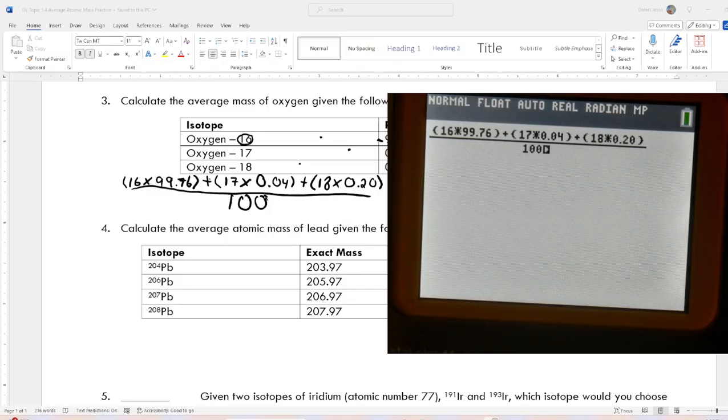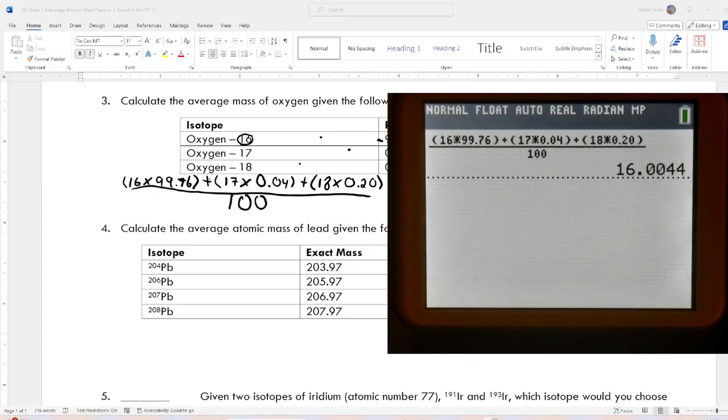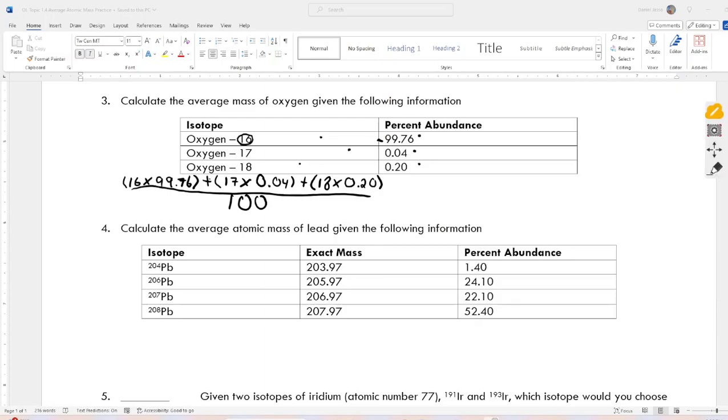We're going to get 16.0044. So our answer here is 16.0044. Good job.